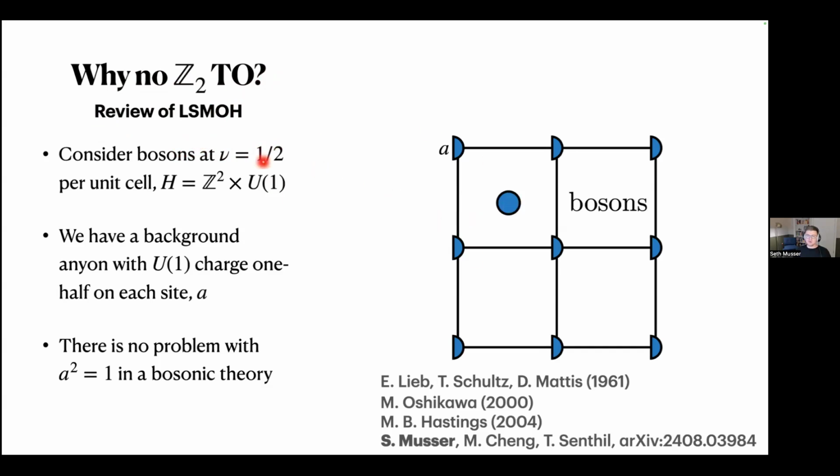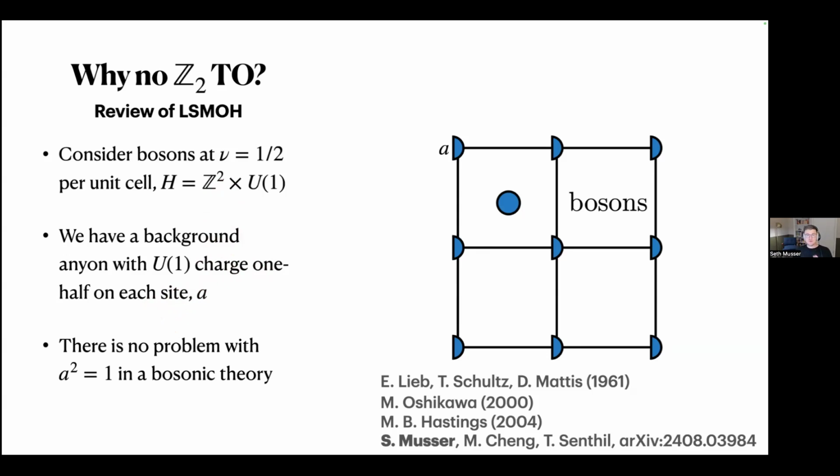And let me start with bosons and I'll review the LSMOH theorem. So I have bosons at half filling, and I don't want to break translation or U1. Now, one obvious way I could not break translation, almost like a kindergartner way of thinking, is to take the boson, my fundamental particle, and split it in half, and just put half of the boson on every single lattice site. It turns out that this is exactly what LSMOH actually requires of you. You need to have a background anyon with U1 charge 1/2 on each site, and we'll call that anyon A going forward.